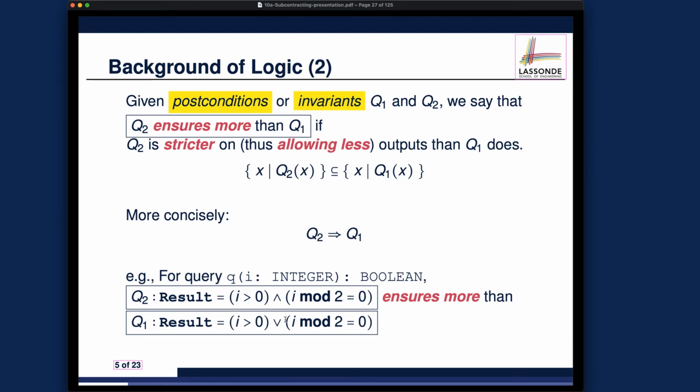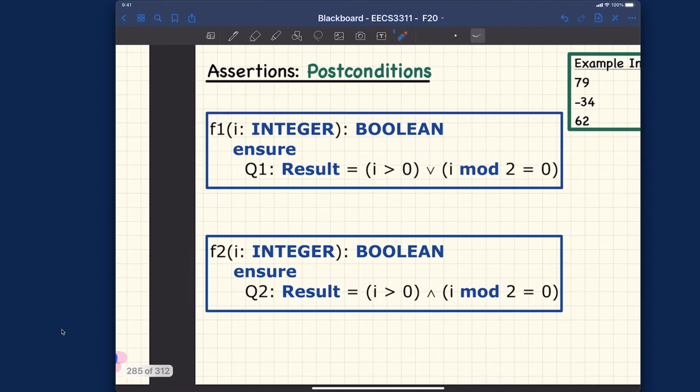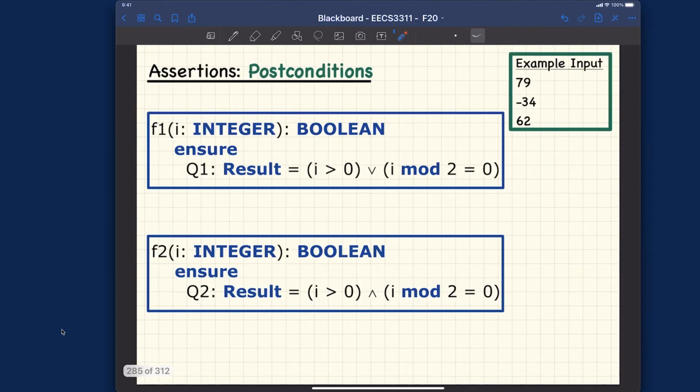You can see the difference between conjunction and disjunction. Just as a first example, I want to make it very clear to you. So now how do we decide which postcondition ensures more? Let's now go back to the iPad and talk about these two postconditions very quickly. Which one should be stronger?